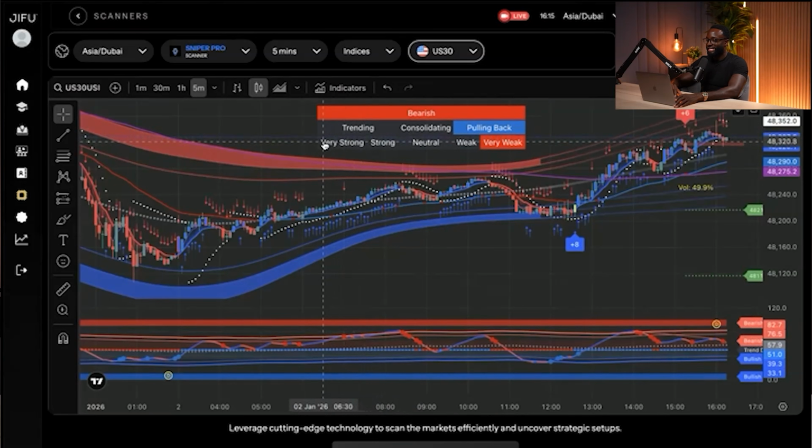Last but not least, it needs to show very strong before I want to get into the trade. I don't want to get into a trade when the market is very weak. It means it's not really going to move far. So in this example, US30 on a 5-minute time frame is not a trade that is giving us confirmation.